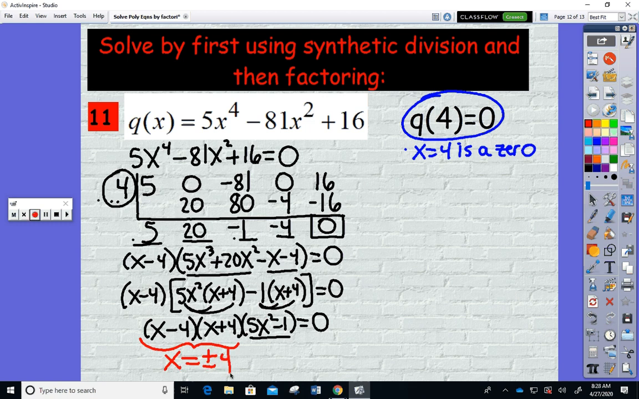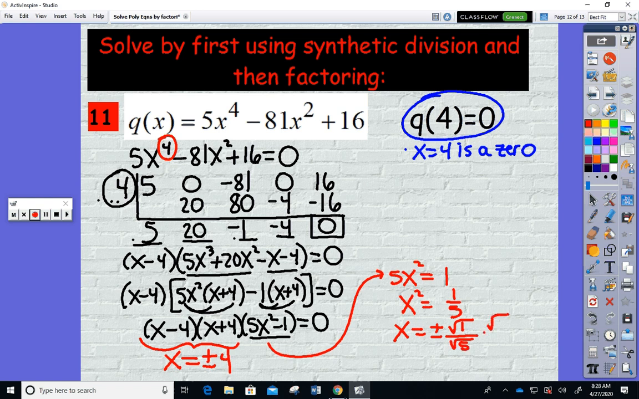I've got to have 4 answers total. So from the 5x squared minus 1, I'm going to get my 2 messy answers. If 5x squared minus 1 equals 0, I can say 5x squared equals 1. x squared equals 1/5. Now I take the square root of both sides, plus or minus the square root of 1 over the square root of 5, times the square root of 5 over square root of 5. So x equals plus or minus the square root of 5 over 5.